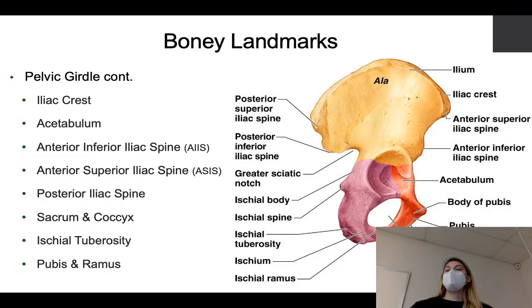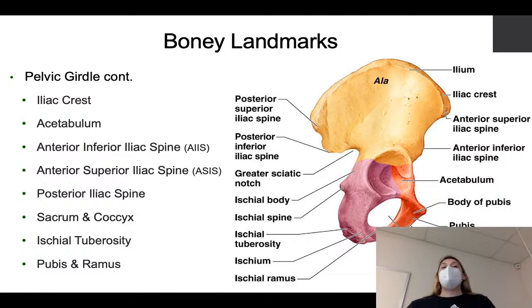and if we look laterally, there's the ASIS, scooping in, AIIS above the acetabulum. So we can see here, ASIS, scoop, AIIS. And we learned those last class because of the bony anatomy.